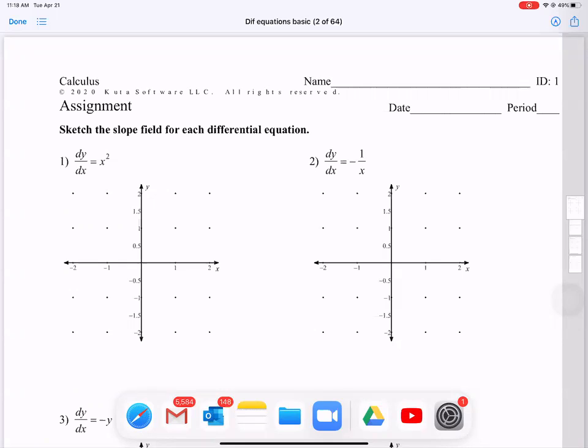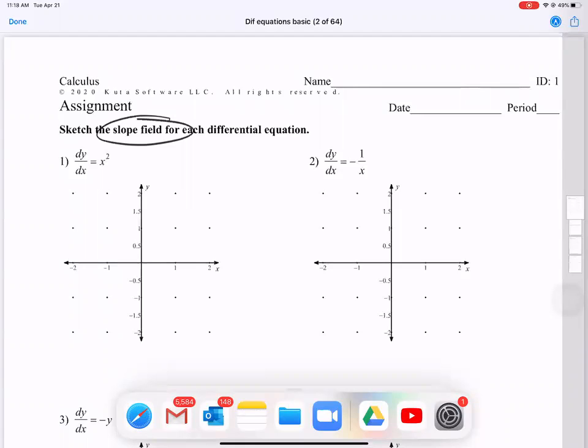Okay, so what we're doing is something called differential equations, and really what we're doing are derivative equations. It seems kind of like going backwards, but we're using derivatives and then integrating. The first thing we're going to look at is what we call slope fields. Now, slope fields are like a field, like a flower field, right? A flower field of slopes.